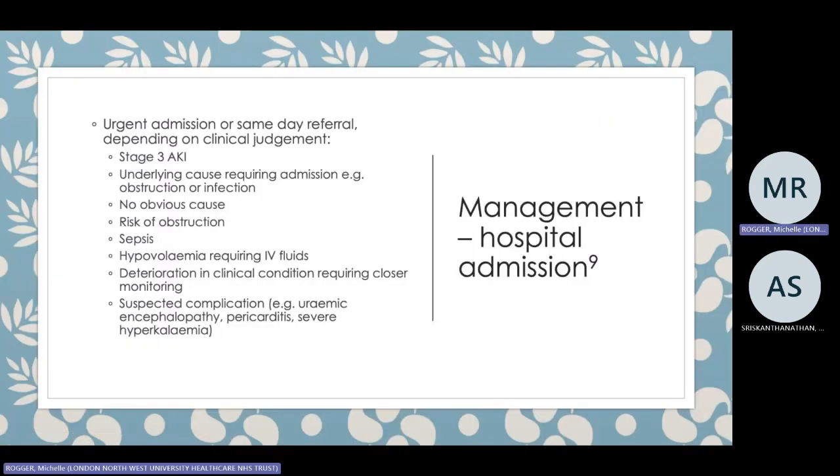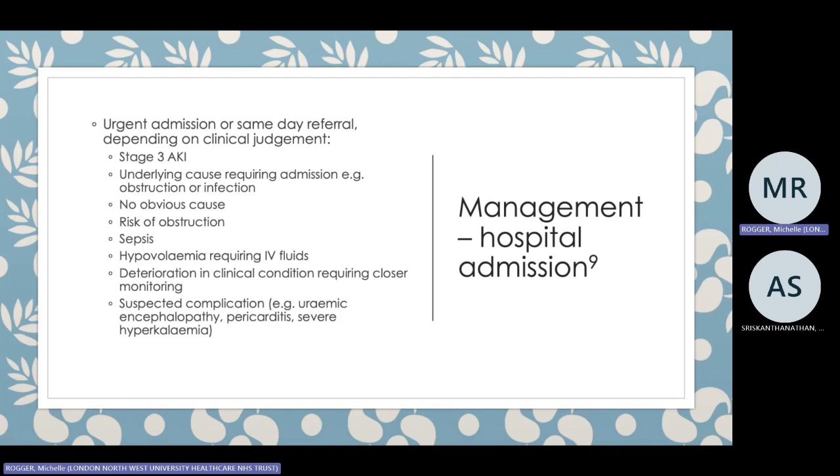Okay, so now I'll briefly touch on patients that might need hospital admission. If someone's got a stage 3 AKI, then you'd want to refer them to a hospital because that's quite a severe AKI. If there's an underlying cause that requires admission, so if it's a severe obstruction or an infection, they will have to come in irrespective of their AKI if that itself warrants the admission.